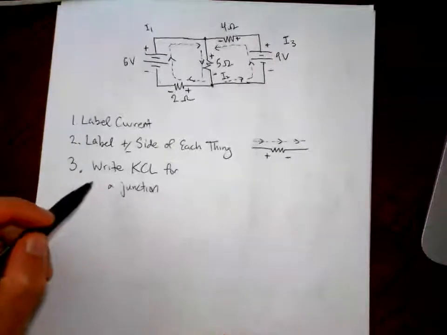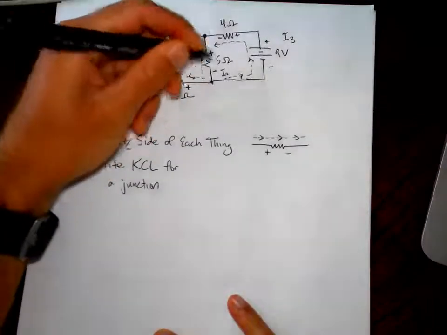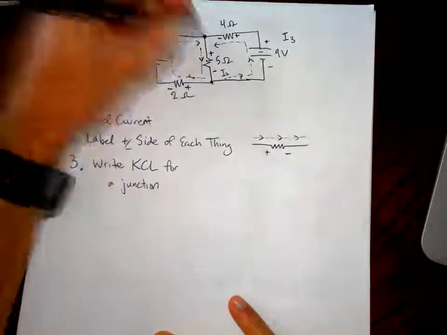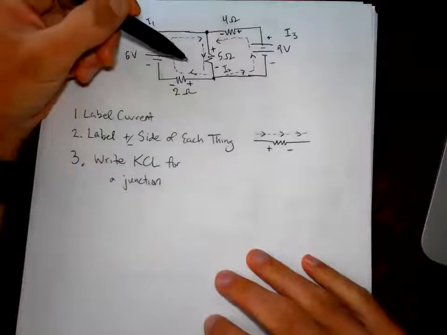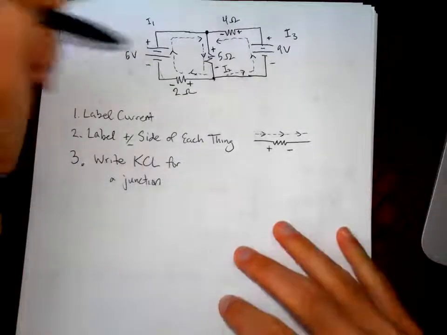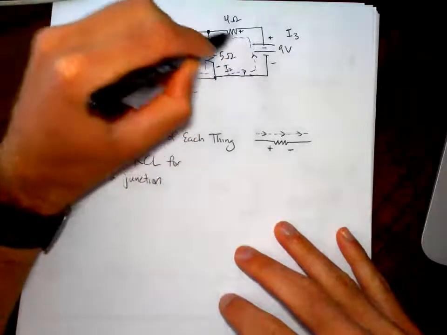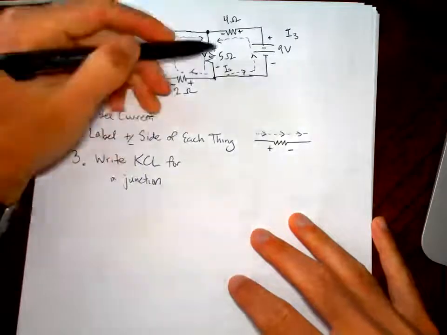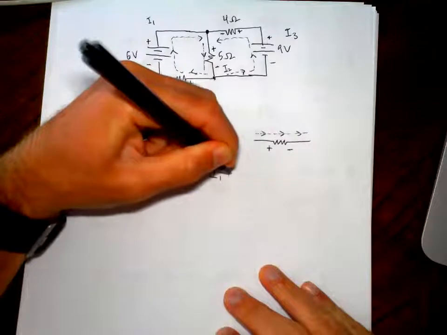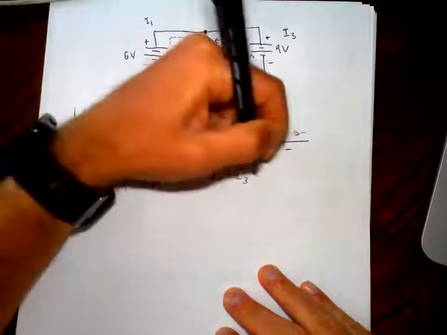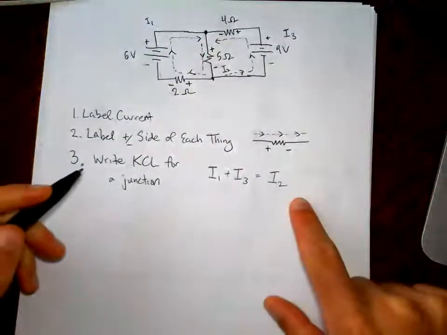So we're going to write Kirchhoff's current law for a junction. I'm going to pick this junction. You could choose either one. I'm going to pick the top one. So Kirchhoff's current law, and it's based purely on my guesses for the direction of the current. I can see that I1 is going into the junction. I3 is also going into the junction. I2 is going out of the junction. So the currents flowing in are I1 and I3, and the current flowing out is I2. So that's Kirchhoff's current law.